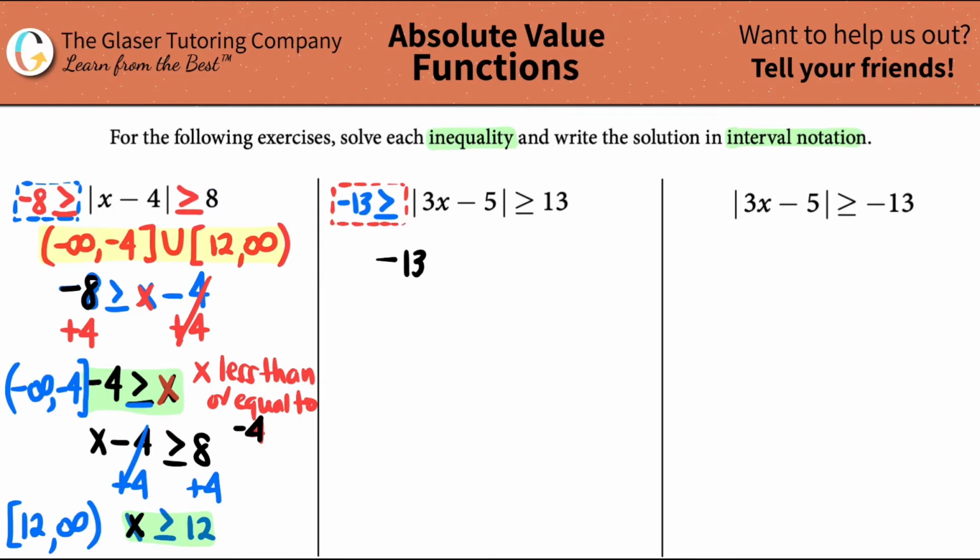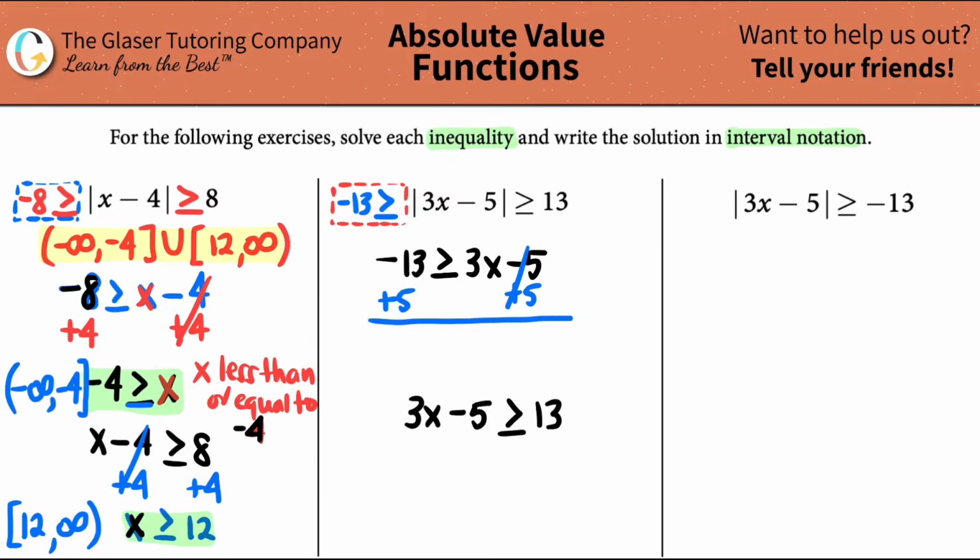So here we go. -13 is greater than or equal to 3x minus 5. Once you separate the two equations, you don't have to write the absolute value anymore. And then 3x minus 5 is greater than or equal to 13. Okay, so let's do the top one first. Let's solve for x. Looks like I'm going to plus 5 on both sides. Get that out of the way.